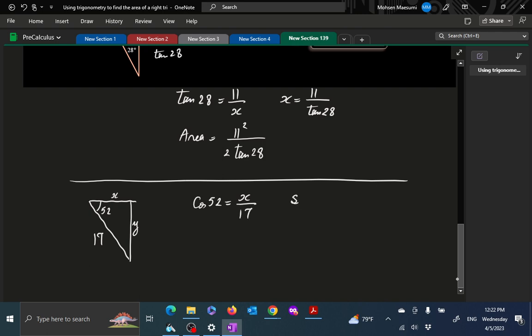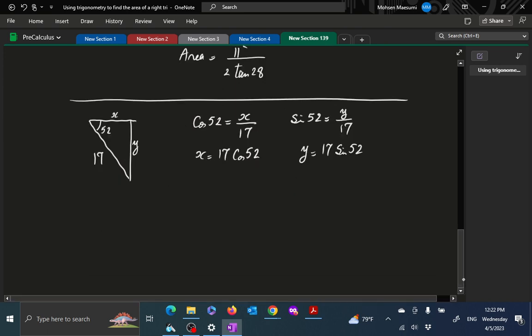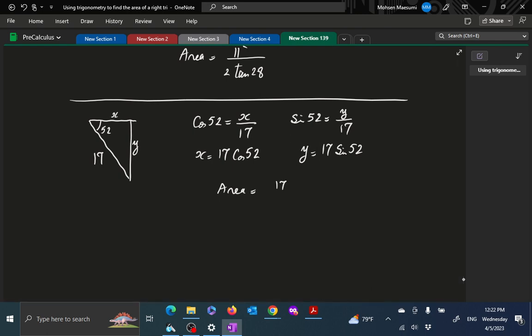If I wanted to write sine of 52, it would have been opposite divided by 17. So this gives x is equal to 17 cosine of 52, and this gives me y is equal to 17 sine of 52. So what is the area? I have to multiply these two, 17 times 17, cosine of 52 once, sine of 52 a second time, and then divide by 2.